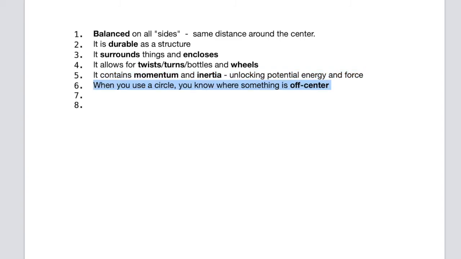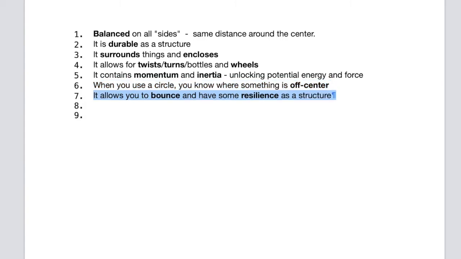When you use a circle, you can actually place it on something and tell whether it's off center or not. So it helps you to find that center. Again, it could be philosophical, but in mathematics we use the circle to find our perpendicular bisector, to find the middle of things, thirds of things, any amount, but it can also be placed around a shape and you can see exactly where the middle is and then how to adjust. It allows you to bounce, and obviously we mentioned like a wheel. It gives resilience as a structure.